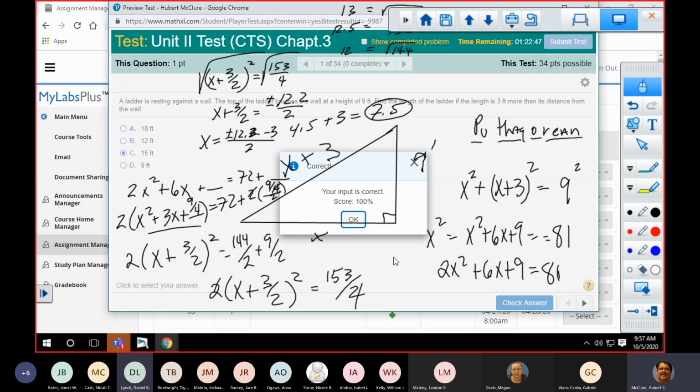x squared plus 9 squared equals x plus 3 squared. You did x squared plus x plus 3 squared equals 9 squared. Tell me where at. The very beginning of the formula. You did a squared plus c squared equals b squared. Because x plus 3 is the hypotenuse. Pythagorean theorem, thank you.